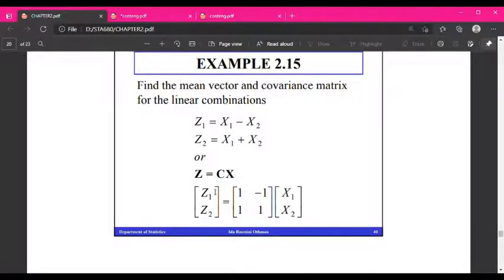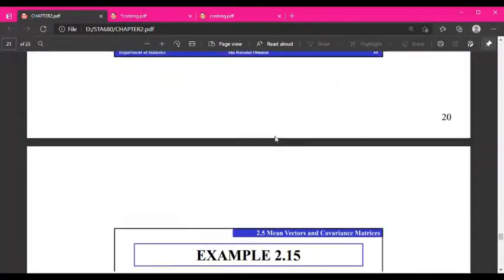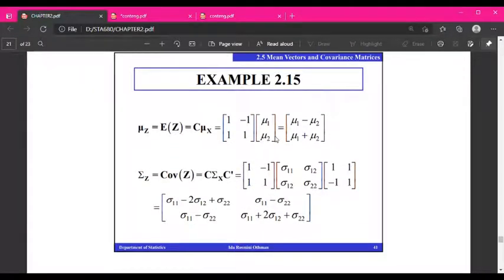Okay, matrix of constant. So kita boleh transform ke dalam bentuk matrix, which is Z1, Z2. C-nya adalah dia punya unknown kat constant kat sini. 1, negative 1, ini untuk x1, this row untuk x1, this row untuk x2. Okay, 1 and 1. Bila you multiply this, you akan dapat balik this linear combination.